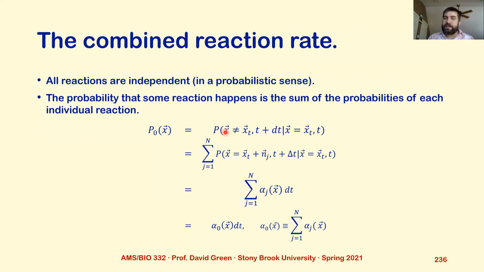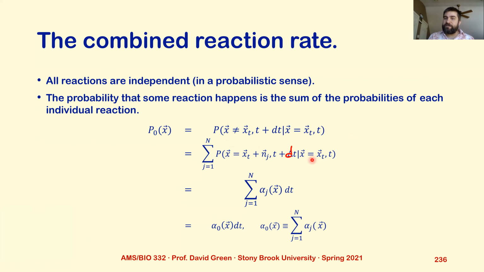How do we get this? We get this by adding up the probability of each individual reaction. So we sum over all of the reactions and ask, what's the probability that that particular reaction happened? We can write this as the probability that X became x of t plus nj at t plus dt. There should be a d, not a delta there. Given that we started at t, when we add up all of those specific outcomes of ending up at a particular nj, the aggregate of that, the sum of that, is the probability that we are simply not at x anymore.